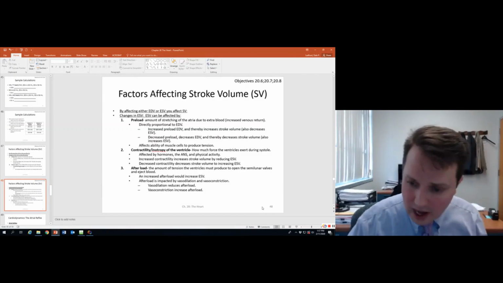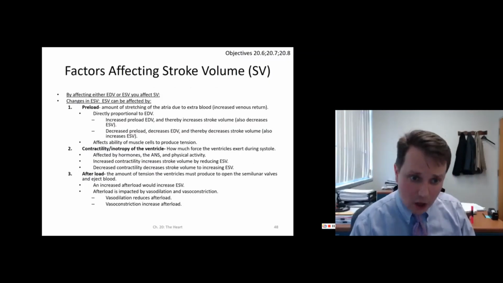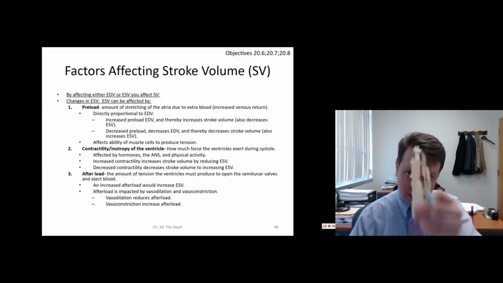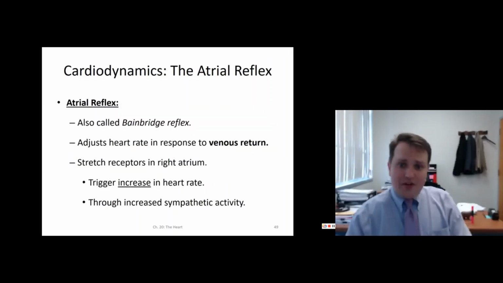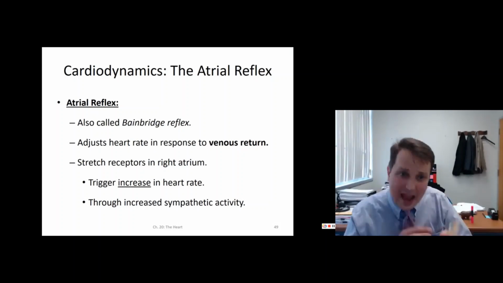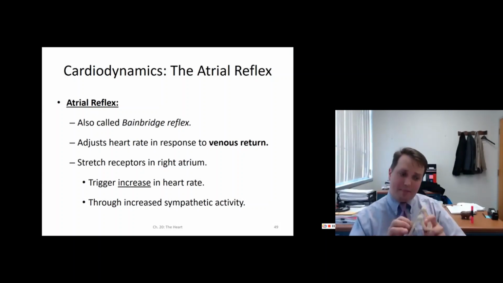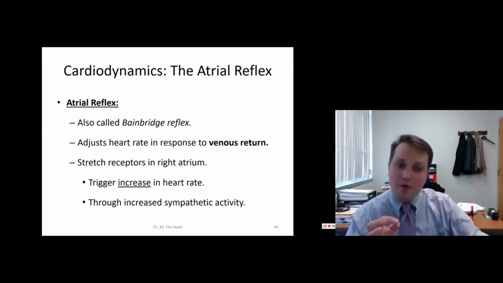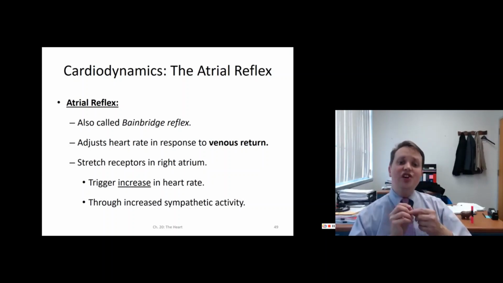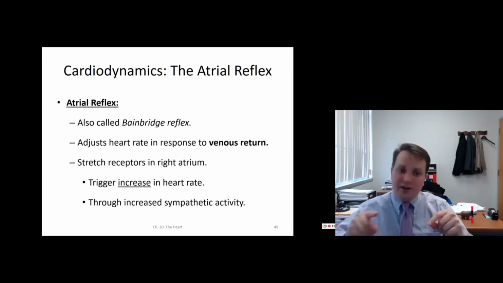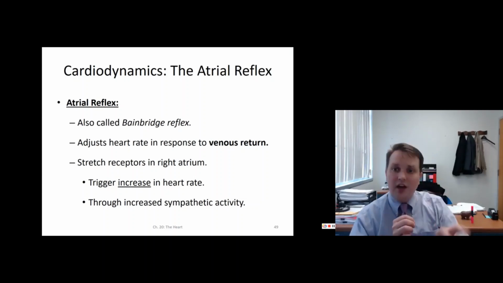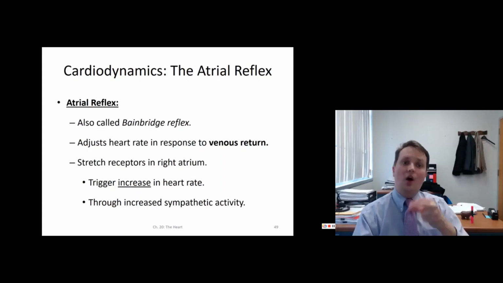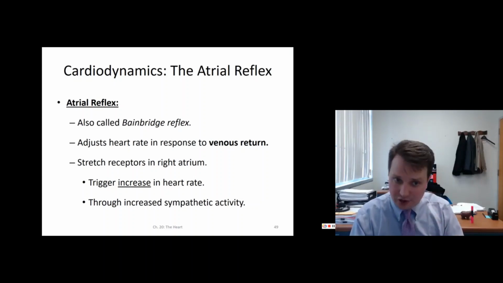And that's what we've got going on here, guys: your preload, contractility, and afterload. And this guy can help us understand it. Now, the atrial reflex. We said that this is when the atria start to stretch. It's called the Bainbridge reflex. It is adjusting our heart rate to that venous return. More blood in, more blood out. There are stretch receptors that trigger an increased heart rate using the sympathetic nervous system. It is called the atrial reflex or the Bainbridge reflex.